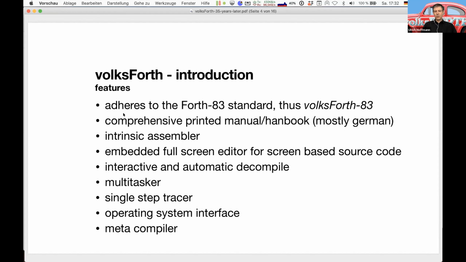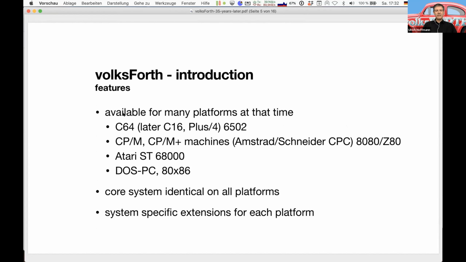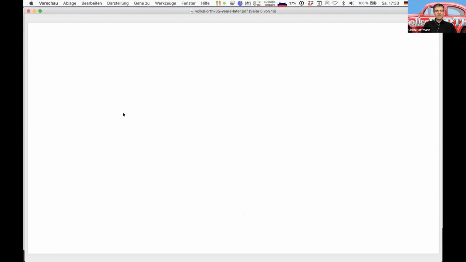We shared the source code of the core and made it actually very similar on the different platforms. So there was C64, as I said, CPM, Atari ST, DOS PCs, and the VolksForth core was more or less identical on all platforms. So you could port programs very easily from here to there on the supported platforms. And each platform itself had system-specific extensions, so as to make full use of the system. And let's have a look at the different platforms.